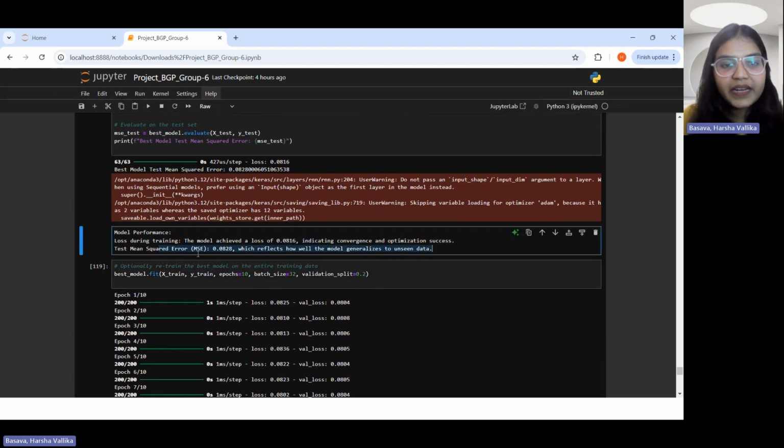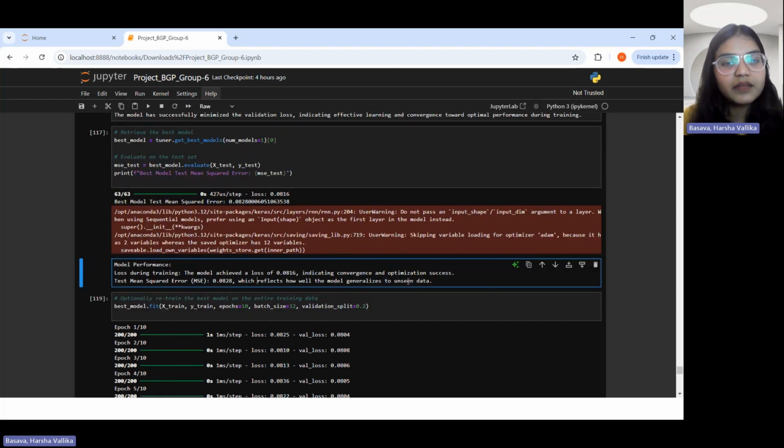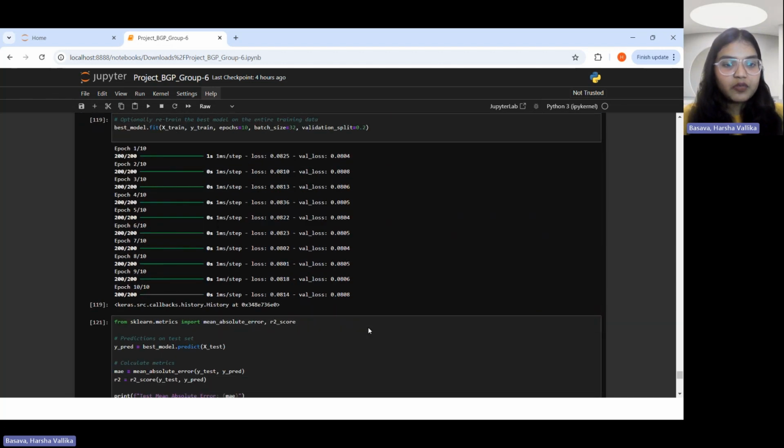The mean squared error indicates how well the model generalizes to unseen data. So our model is capable of answering for unseen data as well, not just the data that we have fed to it. If we give some new data stating this is my source and this is my destination, what would be the optimal path that I would take to reach there? That can be stated by our model. Our model is able to give the output for that.